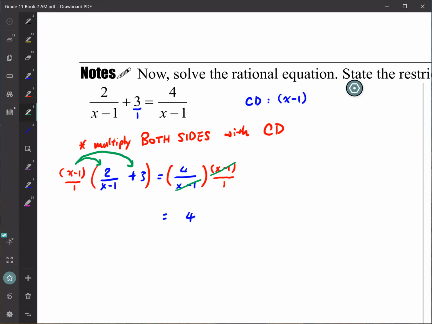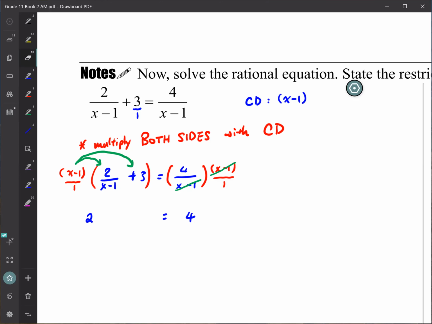Okay, so suppose you don't see the plus 3 right now. When you multiply with the first one, the x minus 1 will cancel with the x minus 1, just like the same way it cancels on the right side. So you will be left with 2. Okay, so now let's erase the green.